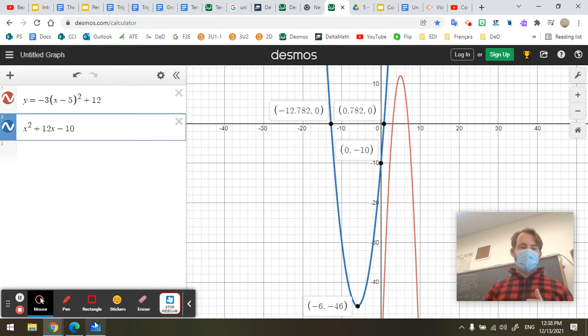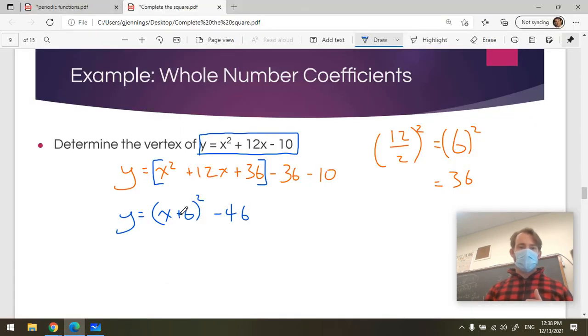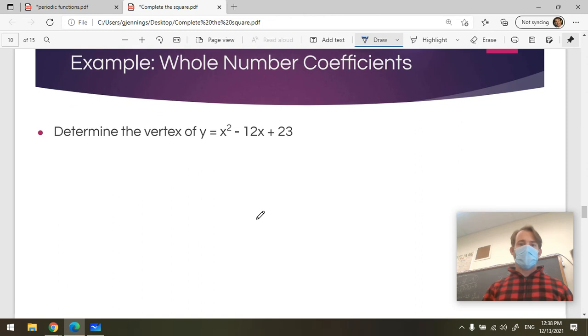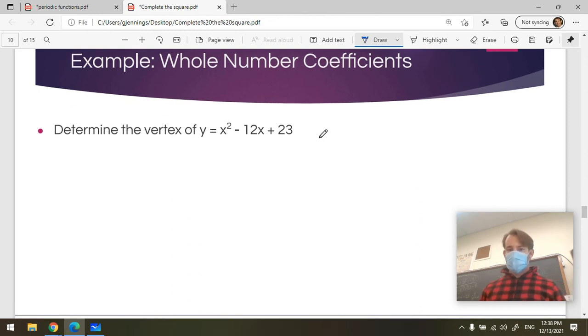So let's check that and see if that's what we had over here. Oh, negative 6, because that's a sign flipper, negative 46. Ding, ding, ding. It's the same. Okay, let's try another example. Let's determine the vertex here. So x squared minus 12x plus 23.